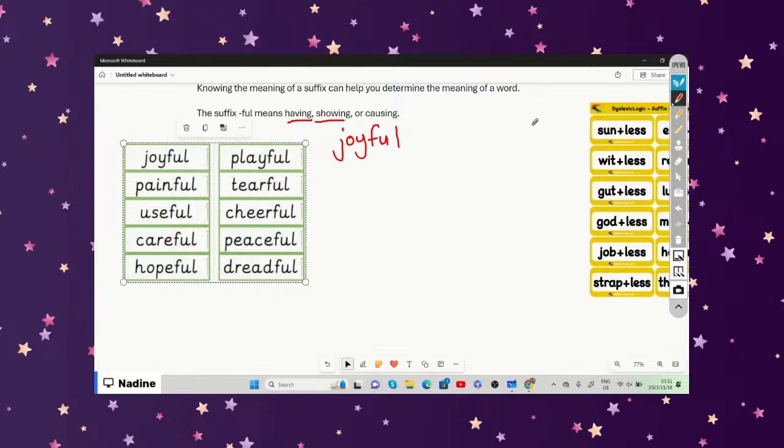Joyful. And that is why they say knowing the meaning of the suffix, in this case the suffix full, can help you to determine the meaning of a specific word.